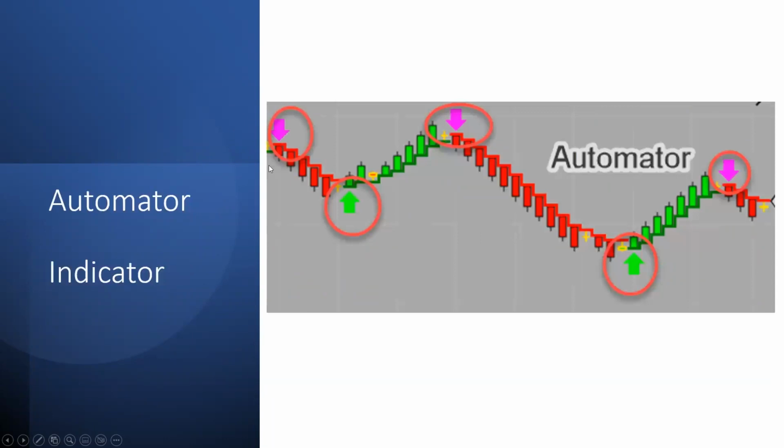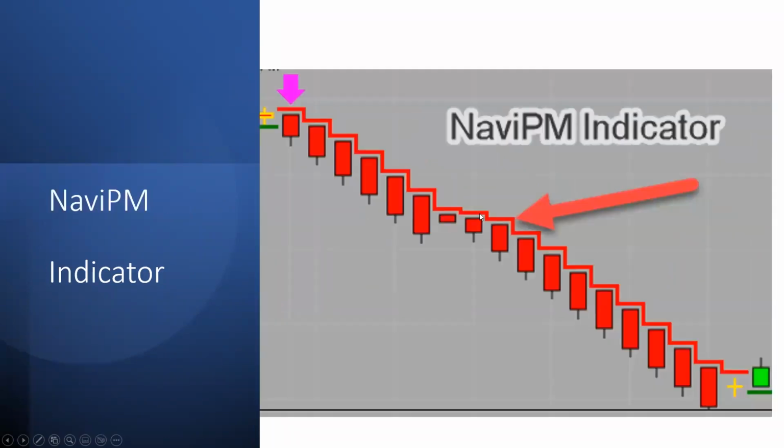Okay, so next indicator I want to talk about is the Automator. Automator is the magenta and green arrows. Magenta is for a short indicator. Green is for a long indicator. Okay, so here, this is about 1 day of trading on the market. Okay, so the Navi PM indicator is the line that's above the red bars or below the green bars. Okay, so the Navi PM indicator is adjustable. It can be used on any market, and you'll be able to see visually how it should be adjusted to keep you in the trade for the bigger move. So that's one of the things that's unique here at NaviTrader, our trailing stops.